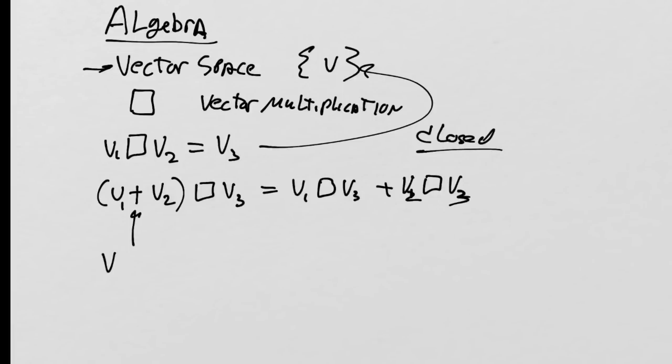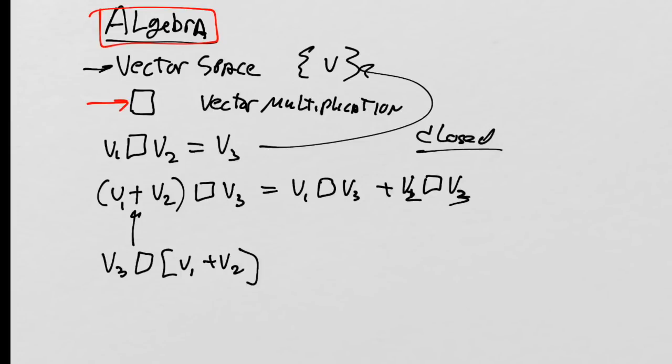So I could have v3 like this, v1 plus v2, right? And if I have those properties together, then I have something called an algebra, right? So an algebra is no more than a vector space that's endowed with a multiplicative product.